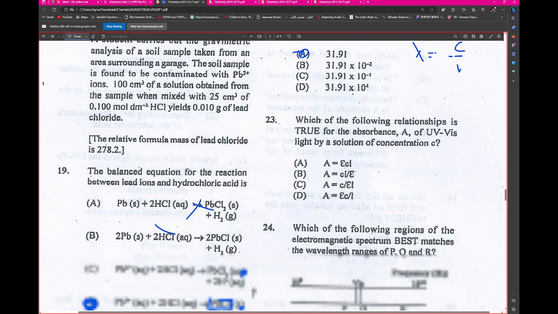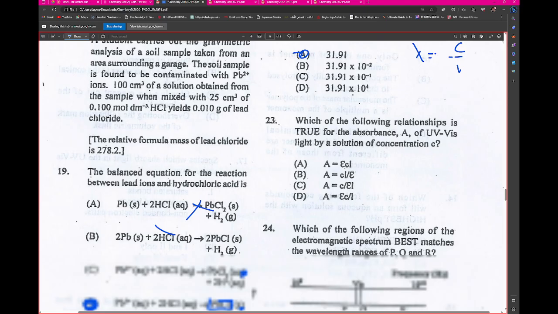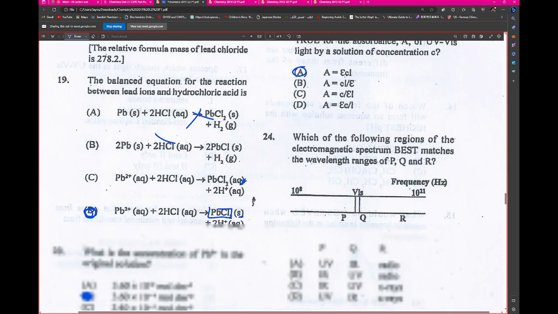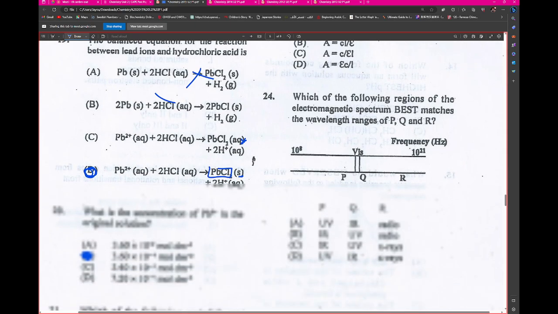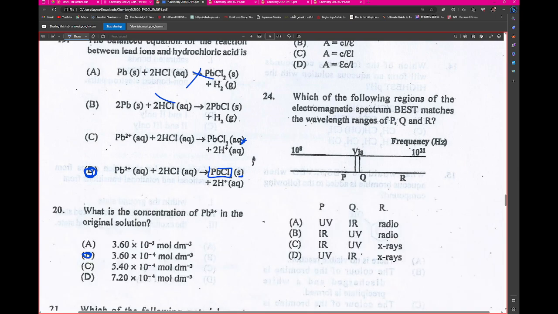Wonderful. Which of the following relationships is true for the absorbance of UV-vis light by a solution of concentration C? So it's always A is equal to epsilon C L. Wonderful. Beer-Lambert's law, right? It's really simple. 24. Which of the following regions of the electromagnetic spectrum best matches the wavelength ranges of P, Q, and R? What would this be?